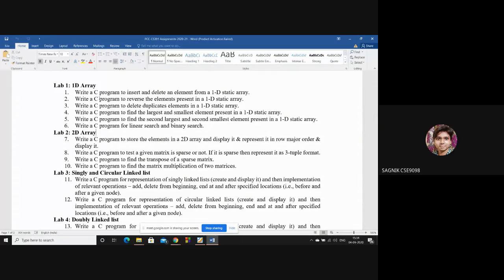Next, delete the duplicate element. Find the largest and smallest element in the 1D array. Next, find the second largest and second smallest, and then linear search and binary search.